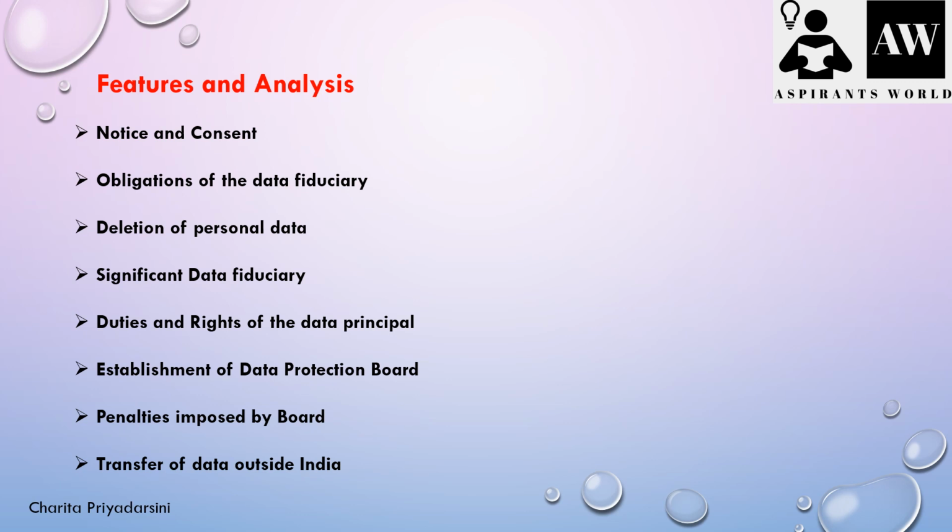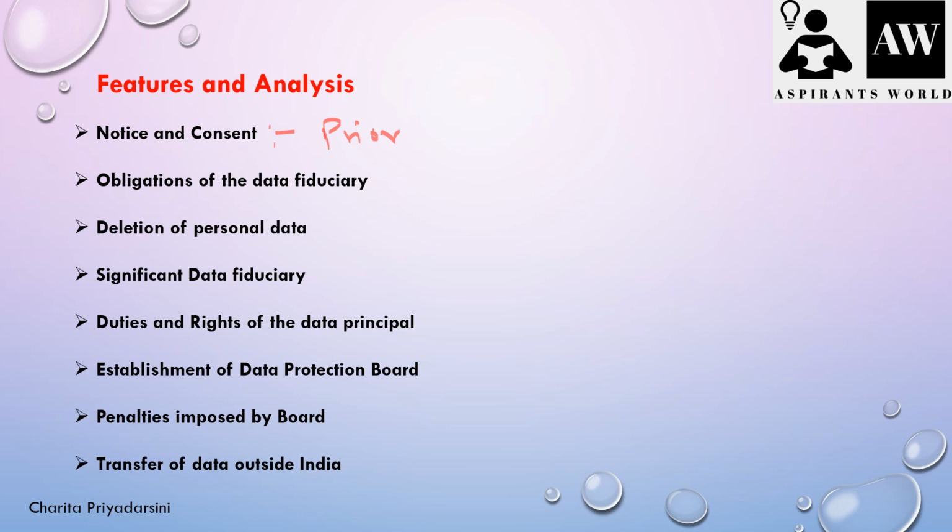And if we see what are the features of this bill, notice and consent is one of the important things. The notice and consent contemplates seeking the prior consent of the data principal or the individual whose data is being collected, which should disclose the description of personal data sought and the purpose of processing it. So it is very important to get that prior consent. And the next key feature is obligations of the data fiduciary.